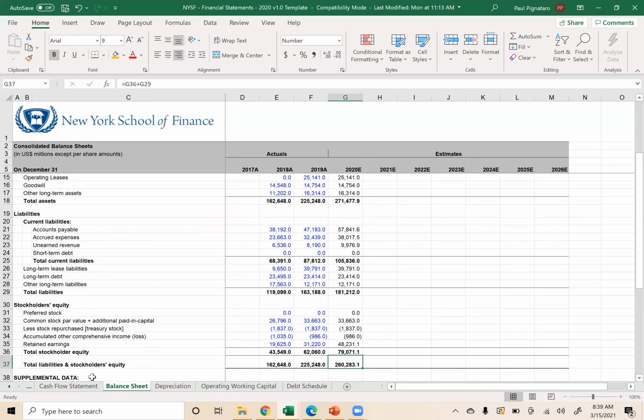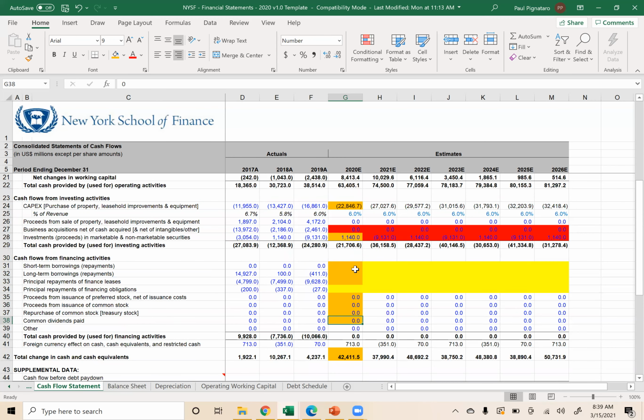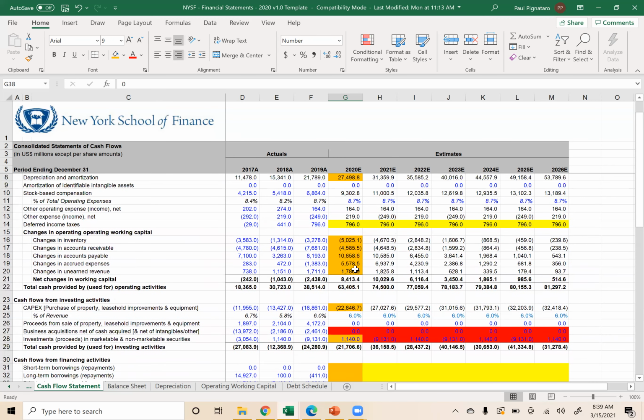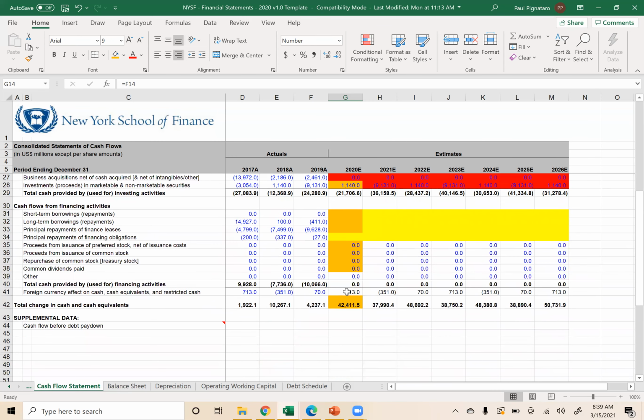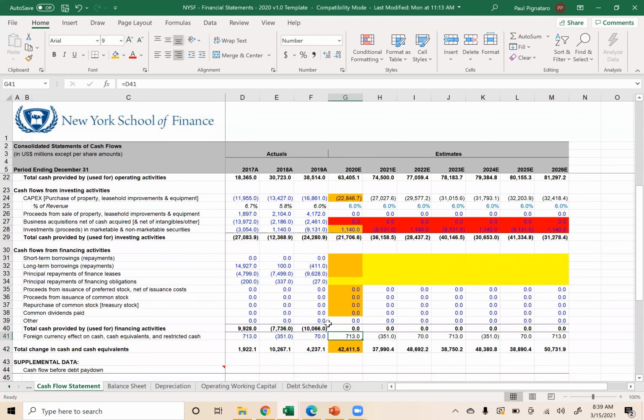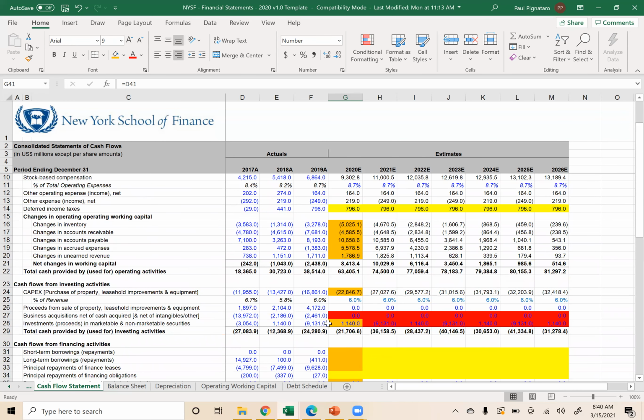So why are we not balancing? Well, remember what I mentioned about marking everything off. Are there any items here that I haven't marked off yet? Oh yeah, stock-based compensation, other expense, income tax, deferred taxes, foreign currency exchanges. There's a lot of line items I haven't linked up here. Okay.